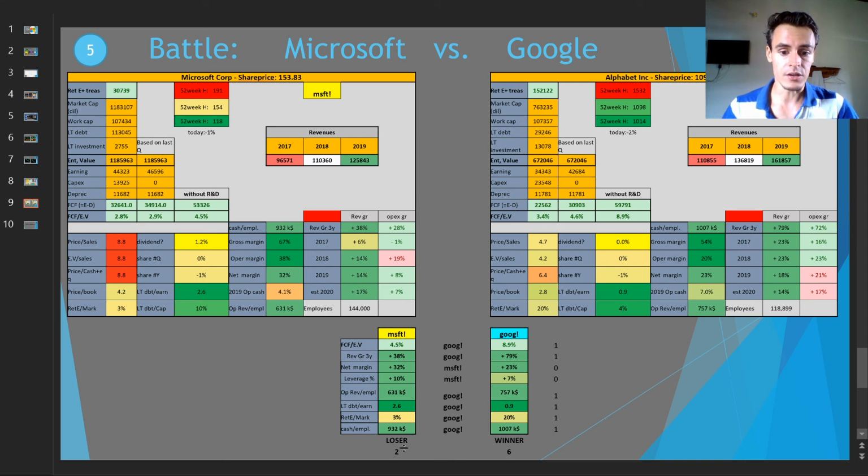When I compare this face-to-face, Microsoft against Google, Google even gets better than Microsoft, and basically I get a 6 versus 2: 6 for Google versus 2 for Microsoft. So based on this comparison, I would say that Google is even better than Microsoft.